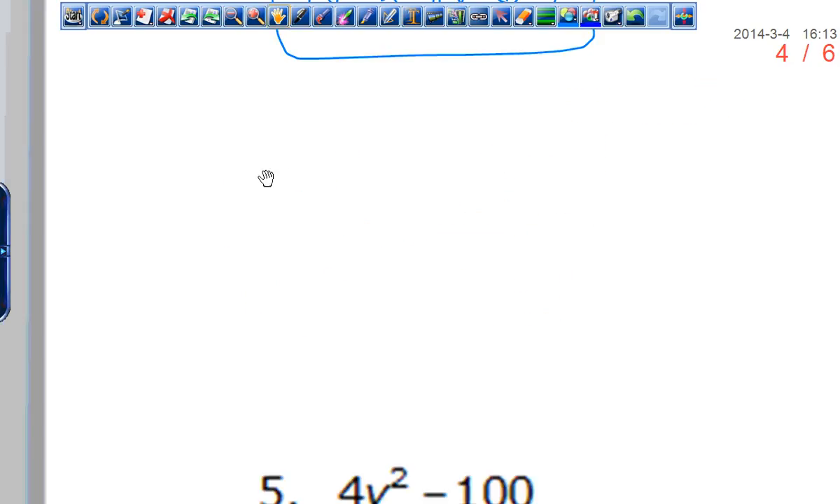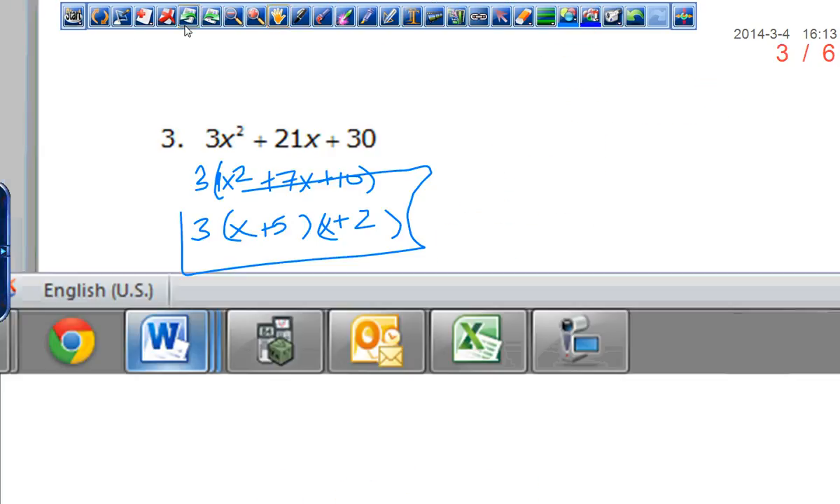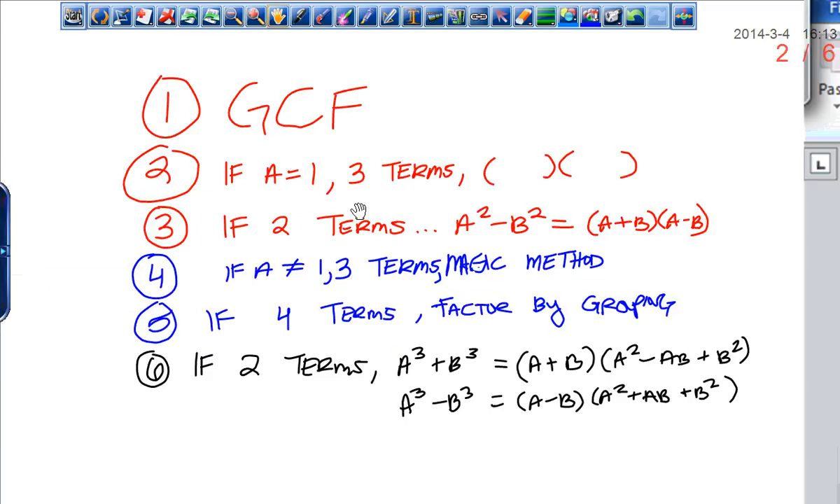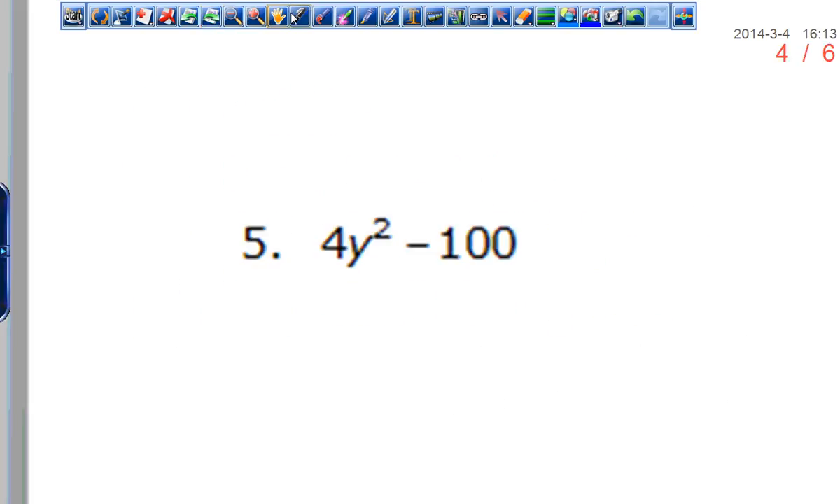Number 5 is the difference of squares. So if we go back a second, if there are two terms, a squared minus b squared is this. I feel like these are easy, though you may struggle with them. But what times what makes 4y squared? What times what makes 100? They're going to be the same numbers on the inside. So 2y and 10, 2y and 10.